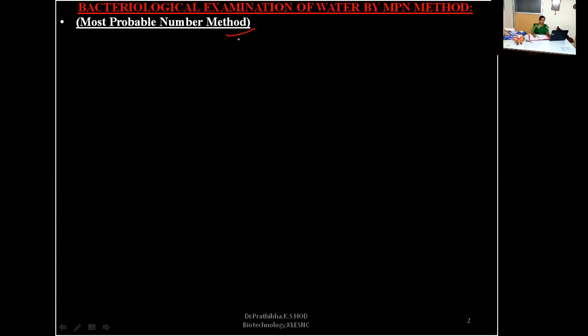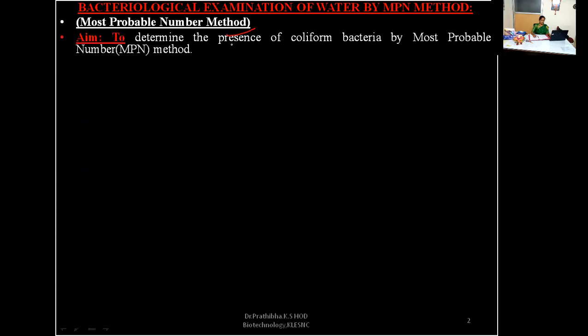As you are studying this in paper 5, and in paper 5 you have a viva, you will be asked this particular question, or more frequently. So please note the full form of MPN is most probable number method. Then let us go to the aim of the experiment.